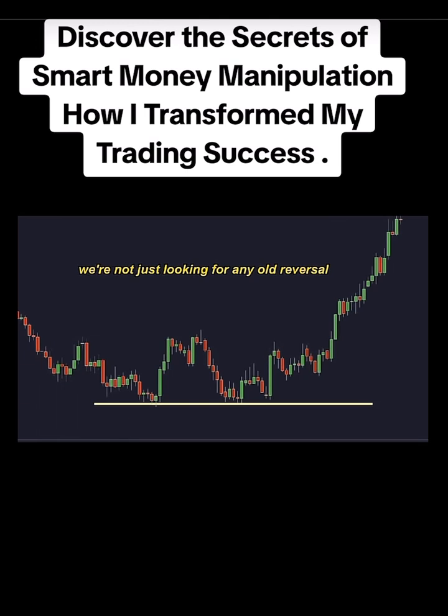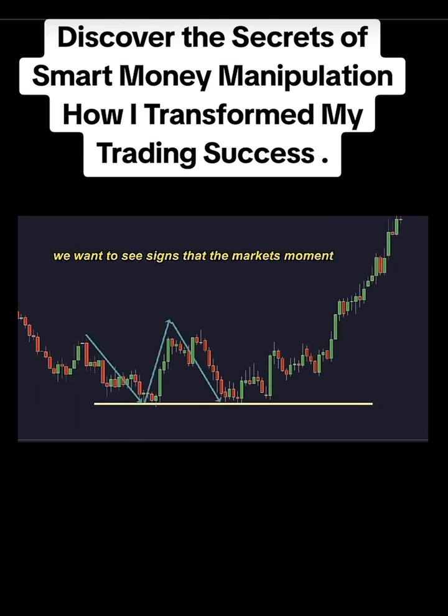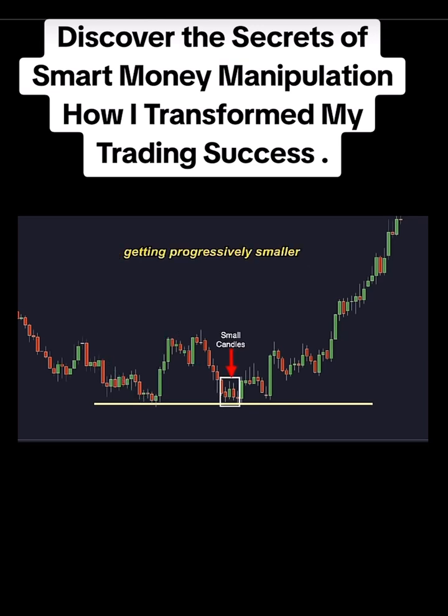Now, here's where the strategy gets interesting. We're not just looking for any old reversal. We want to see signs that the market's momentum is slowing down as it approaches these key levels. What does that look like? Well, if you see a series of candlesticks getting progressively smaller as they near a support or resistance level, that's a big clue that the market might be ready to turn around.